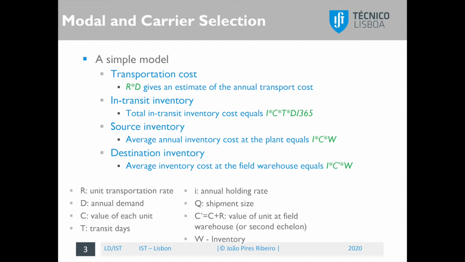Finally, we have the destination inventory. This cost is very similar to the inventory cost in factories. However, in this case, the value of goods has increased due to the cost of transportation. So the value of goods in the second echelon of the supply chain is given by the value of items added to the cost of shipping, multiplied by the holding fee and quantity stored.